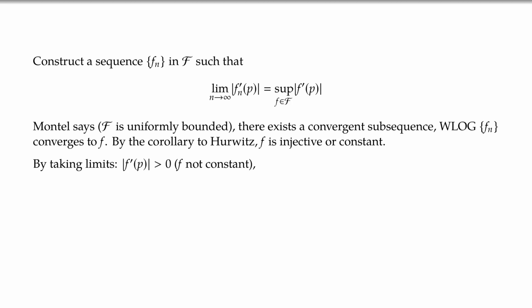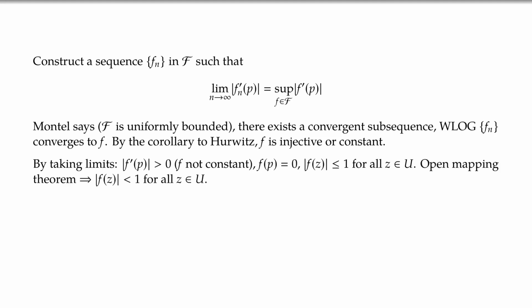Now it's even easier. I mean, all those f n's are in script F, so f at p is also 0. Limit of 0 is 0. And just by taking limits, using continuity, we get that the image has to be at least in the closed unit disk. But this is a holomorphic map, so the open mapping theorem says that it's actually in the open unit disk, that f takes U to D.